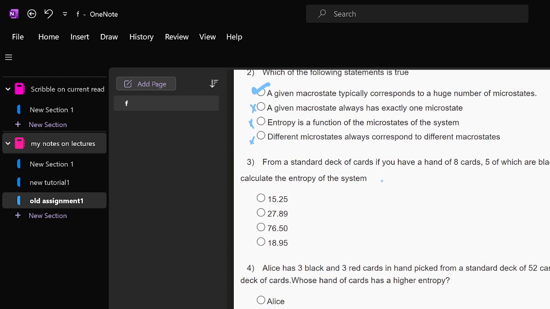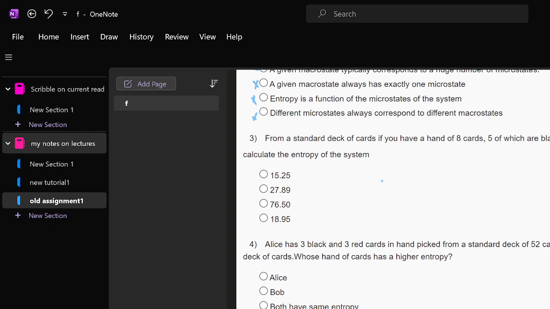Now the third question is interesting, because here the first example problem, the sum, actually comes. The previous two questions were theoretical and understanding based, but the third question is an actual sum. So let us try to solve that now. First try to understand the question, because in this type of question it is very important how you see the question and understand what is actually being asked. It says that from a standard deck of cards, if you have a hand of 8 cards, 5 of which are black, then calculate the entropy of the system.